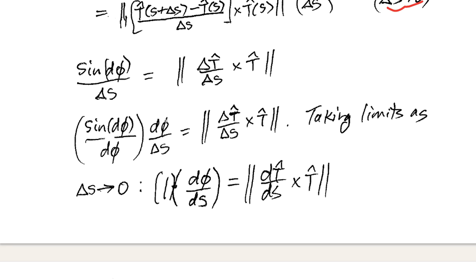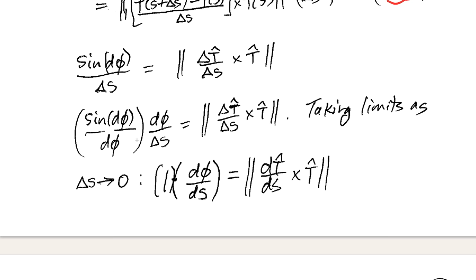Now I'm going to play one last little trick here. I'm going to divide and multiply on the different factors here by d phi, as you see. These would just cancel out. And I still have this, and then take the limits as delta s approaches 0.